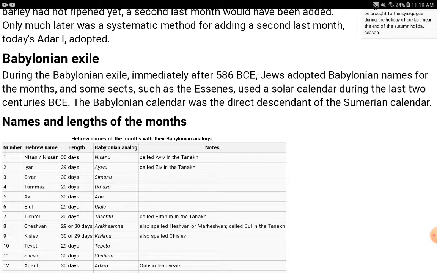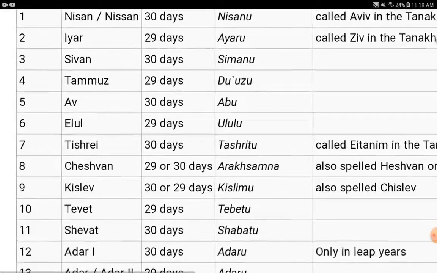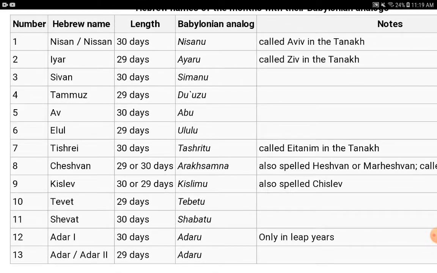And some sects, such as the Essenes, used a solar calendar during the last 2 centuries BCE. The Babylonian calendar was the direct descendant of the Sumerian calendar, right? And a lot of people were real confused because our good friend Jim Staley, it seems he fell off the beaten path and he started teaching about the month of Elul and the 30 days or the 29 days of Elul. And he was doing a video on every single one of these. But that is not the month of Elul. It should have been called month 6. The teaching should have been teaching month 6.